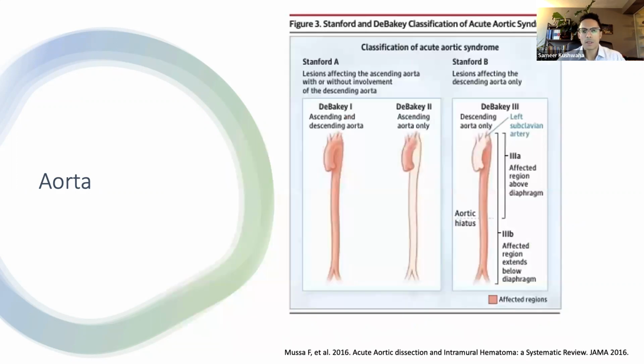The acute aortic syndromes are further classified by the Stanford and DeBakey classifications. We usually refer to the Stanford classifications in type A or B dissections. A type A dissection affects the ascending aorta up to the left subclavian artery, and it may or may not include the descending aorta, whereas a type B dissection only affects the descending aorta. The DeBakey system further classifies whether or not a Stanford class A dissection affects the descending aorta, and it further defines the extent along the descending aorta that is affected and whether or not it goes above or below the diaphragm.